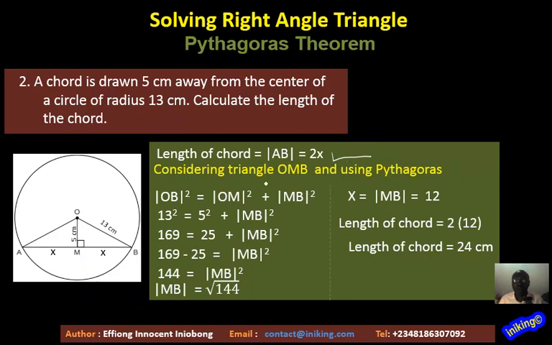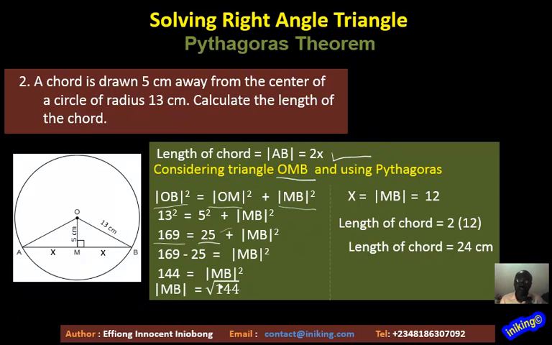Now considering the triangle OMB, which is here, and using Pythagoras, you will agree that the square of the hypotenuse OB square is equal to the sum of the squares of the other two sides, OM square plus MB square. That's our OB square. Of course, substituting values, OB is 13, so that's 13 square equals 5 square plus MB square. Remember, the 5 is the distance of the chord from the center of the circle. Let's evaluate. This is 169, 13 square, that's 25. Rearranging, we have 144 equals MB square, and that gives us 12.